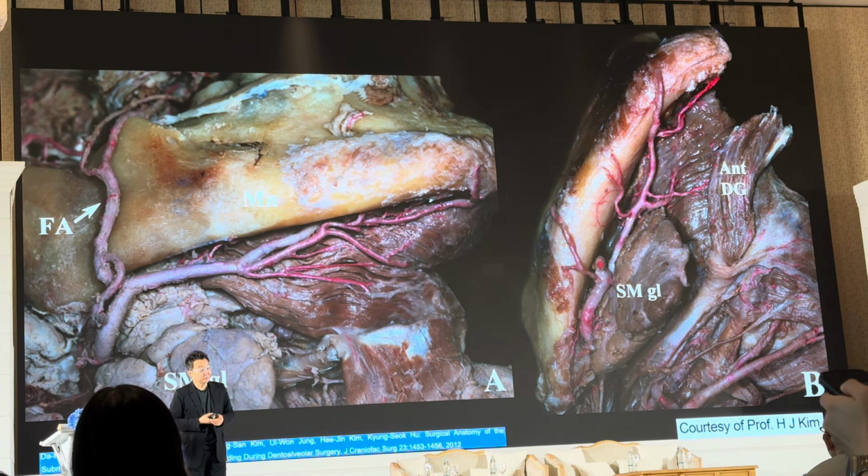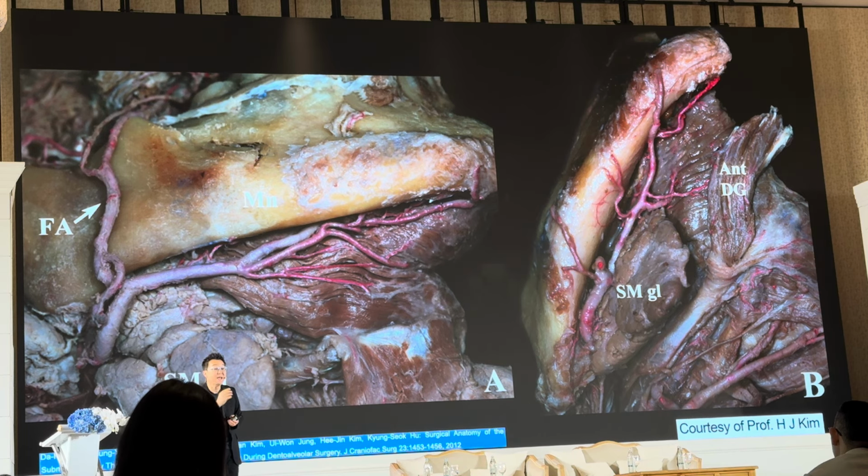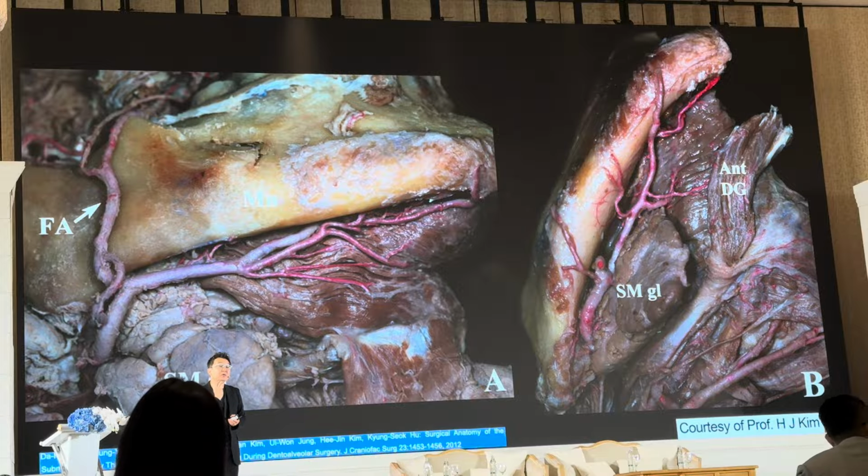This is very important. Where are these supplemental arteries? The facial artery has two different branches. One is the facial portion, one is the cervical portion. This is the cervical portion, running through the submental gland areas and trying to reach the submental space.